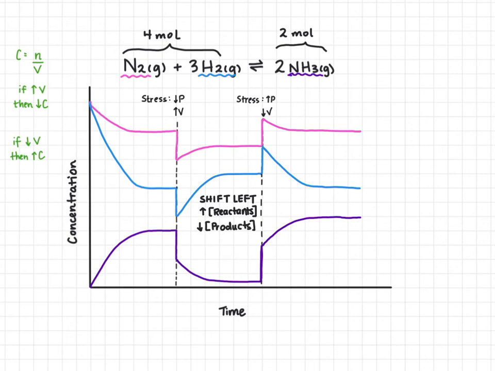The reason that we have the shift left is if we decrease the pressure and increase the volume, our reaction will shift to produce more moles of gas. Our second shift is a shift right. And we know that because we see a decrease in the concentration of our reactants and an increase in the concentration of our products. If we decrease the volume, the reaction will shift to produce fewer molecules of gas.